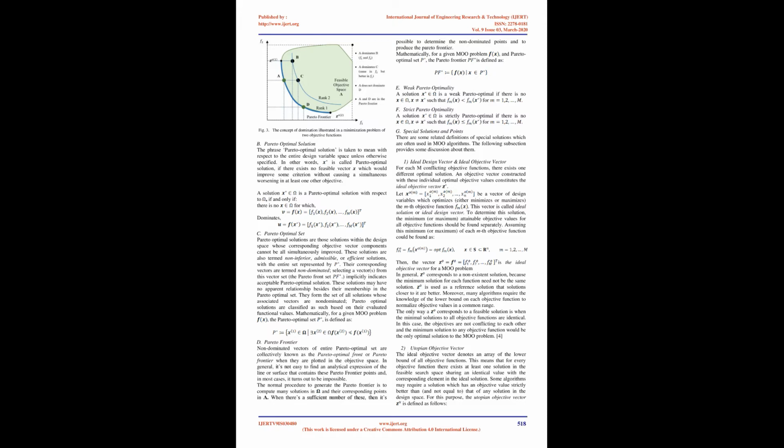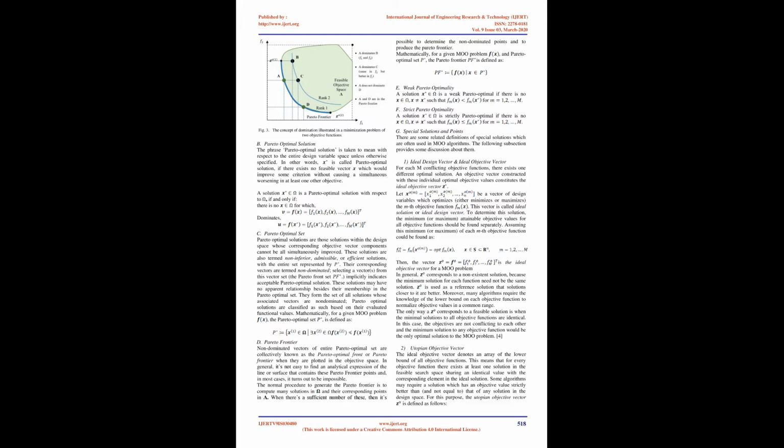D. Pareto frontier. Non-dominated vectors of the entire Pareto optimal set are collectively known as the Pareto optimal front or Pareto frontier when they are plotted in the objective space. In general, it's not easy to find an analytical expression of the line or surface that contains these Pareto frontier points, and in most cases, it turns out to be impossible.